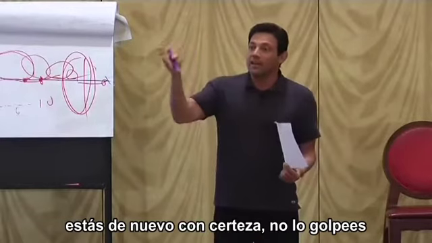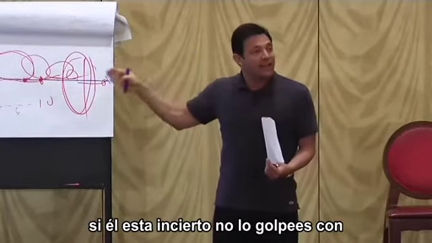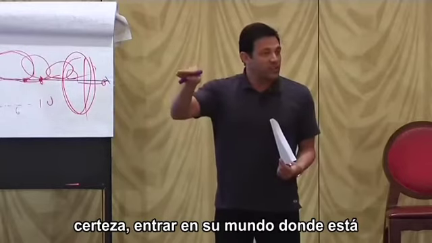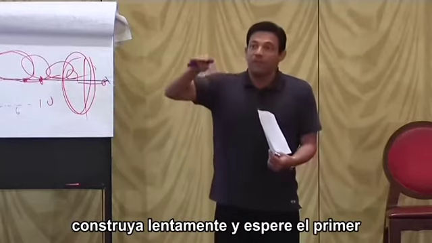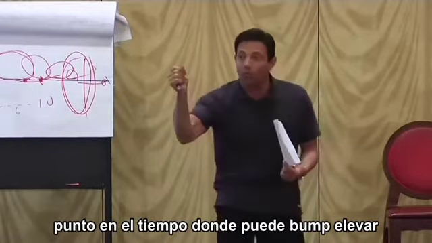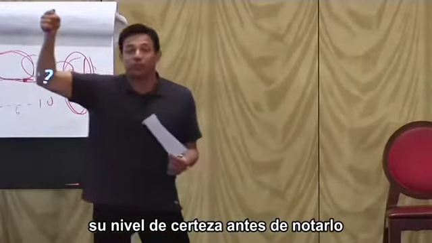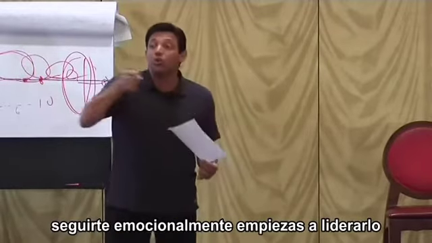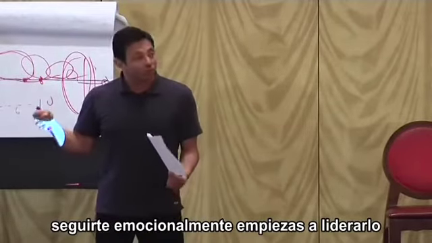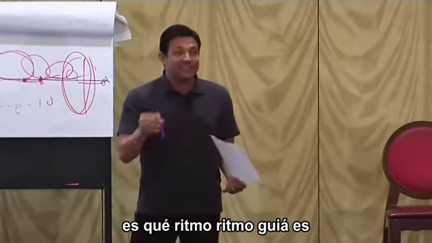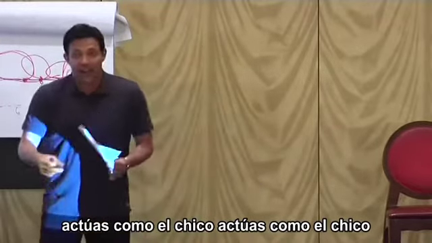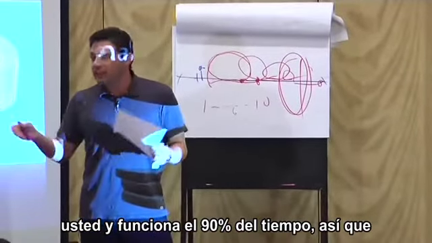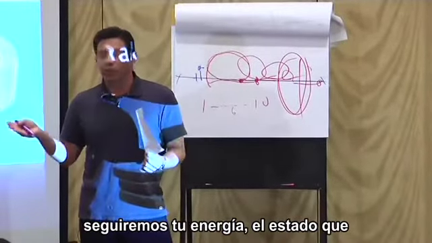You don't hit him. If he's uncertain, do not hit him with certainty. Enter his world where he is. Slowly build and wait for the first point in time where you can, boom, jump up your level of certainty. Before you know it, now what's happening, he's going to follow you emotionally. You start leading him. That's what pace lead is. You act like the guy, and bam, you step it up, and he acts like you. And it works 90% of the time. So it will follow your energy.